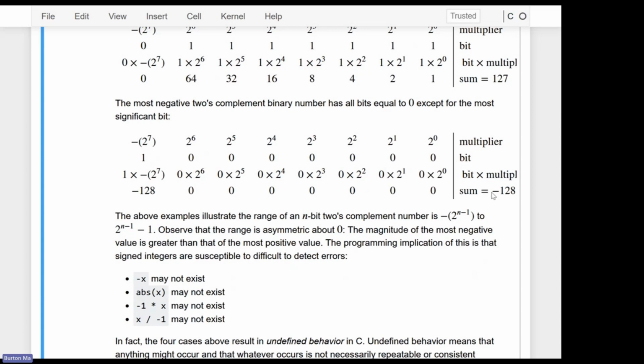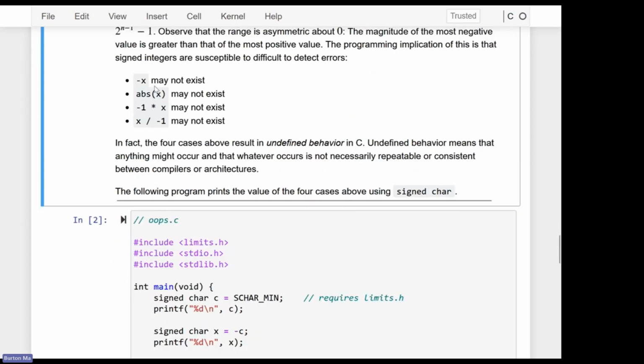Notice immediately that there's something funny happening here. The magnitude of the most negative number, 128, is greater than the magnitude of the largest positive number. So what does that imply? If I start with the most negative number and negate it, I can't represent that value. So -128 is representable, but 128 is not. It would be 128, which doesn't fit in the range of the two's complement representation. So -X may not exist. If X is a two's complement number, negative X may not exist. I can't even negate the value without something funny happening.